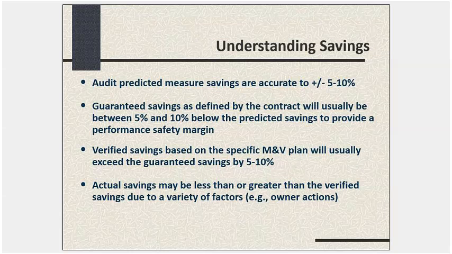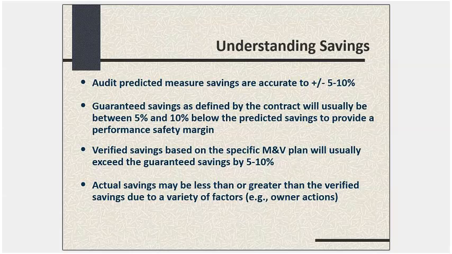So this is a sort of an innocent slide, understanding savings, but it hides a little bit of complexity and sometimes confusion that arises when people are looking at this, and that is that suppose there's 100 units of savings that are predicted in that first bullet. Well, that 100 units of predicted savings is probably accurate to plus or minus 5 or 10% based on the engineering analysis conducted by the ESCO and their pre-construction measurements of various parameters.